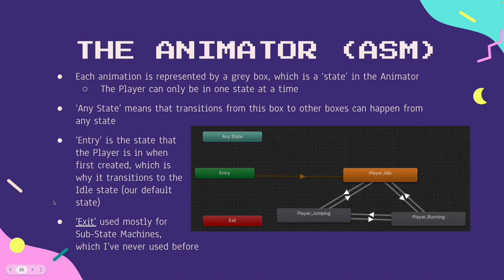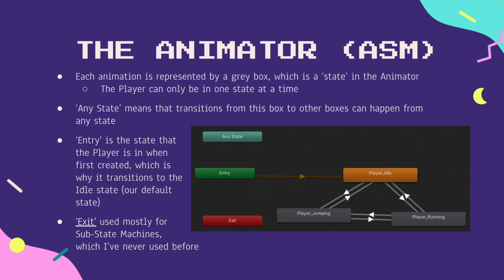So now that we have the animations prepared, they're all individually prepared, we want to connect them together, and we're going to use the animator tab for that, which I call the ASM, or the animation state machine, but online the tab is officially called the animator. But essentially each of these boxes is a different animation that we have, right? And they're kind of like states in this animator tab, and the player can only be in one at a time. This player idle is orange because that's the default one.